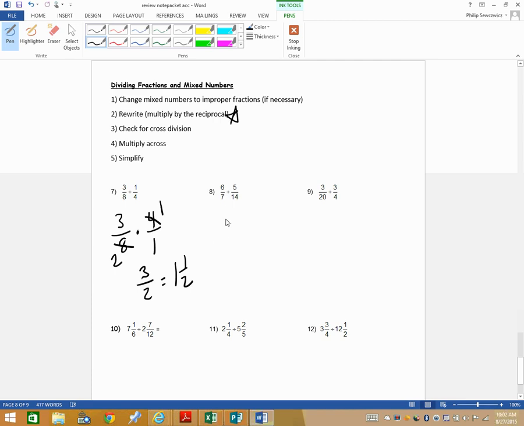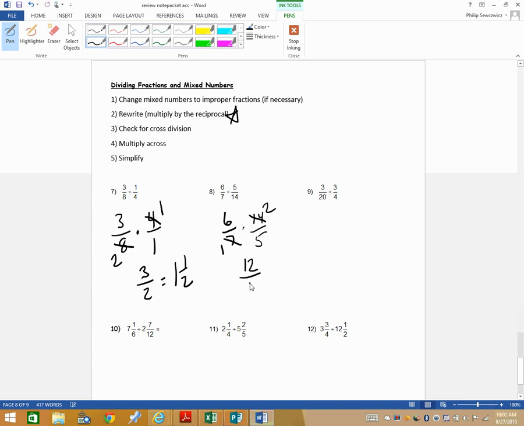Remember, we're going to rewrite, so we leave the first fraction alone. We change the division sign to a multiplication sign. Oh, man, sometimes I press too hard, it just disappears on me. There we go. And then we take the reciprocal of that second fraction. So again, reciprocal meaning to flip. So we're looking for cross division here, and hello, 7 fits into 7 once, into 14 2 times. Now we can multiply across.